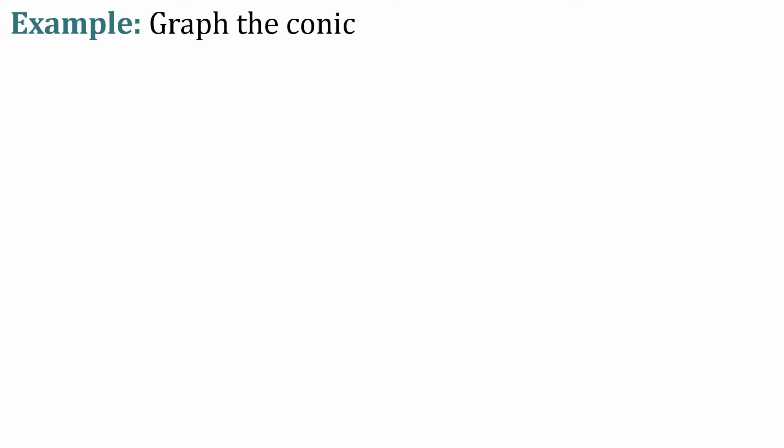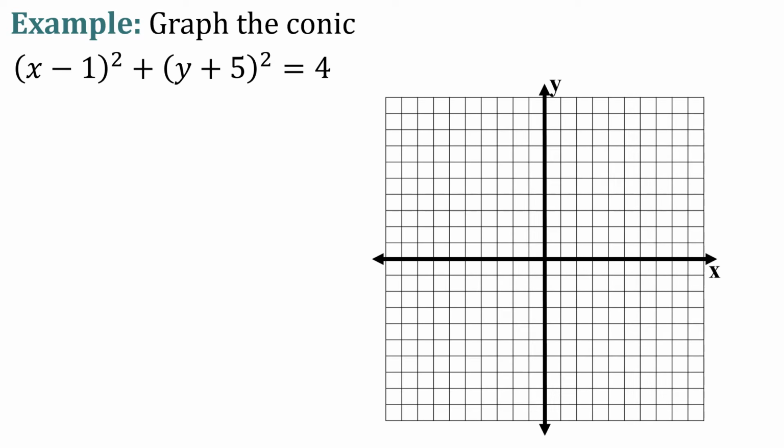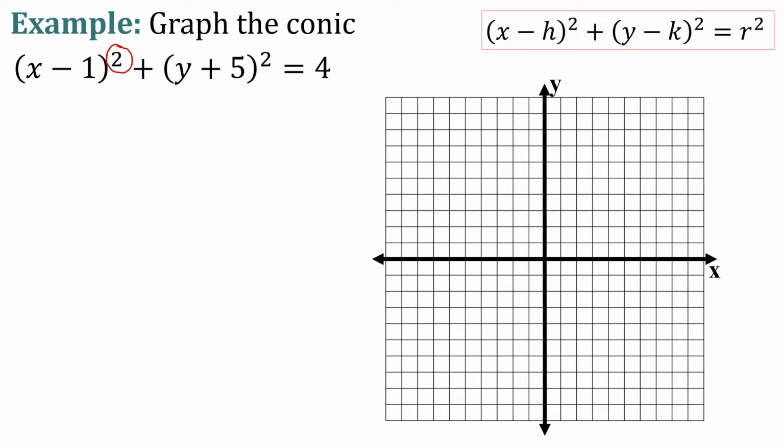In this problem, we're going to graph the conic. We have (x minus 1) squared plus (y plus 5) squared equals 4. So we know this is a circle. As we dive farther into conic sections, we will learn how to distinguish between the different forms. But we know that this is a circle because x is squared, y is squared, and they both have positive coefficients of 1.